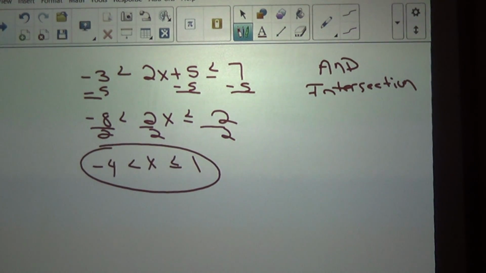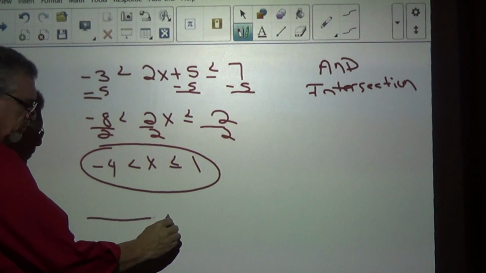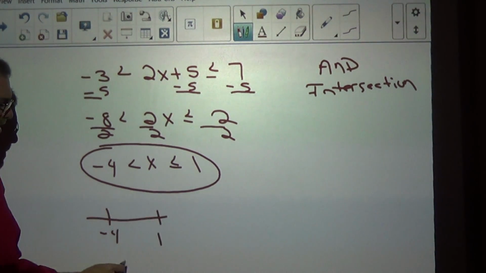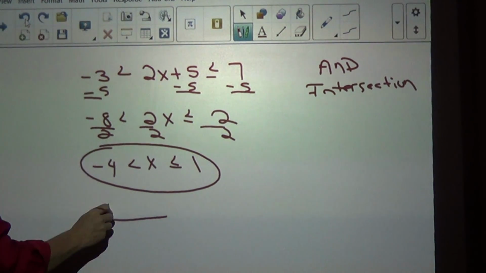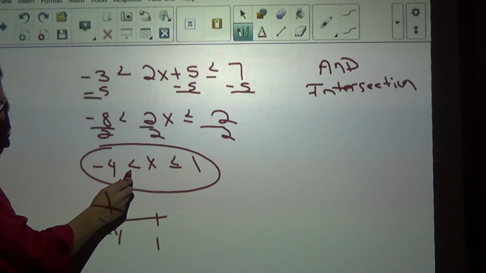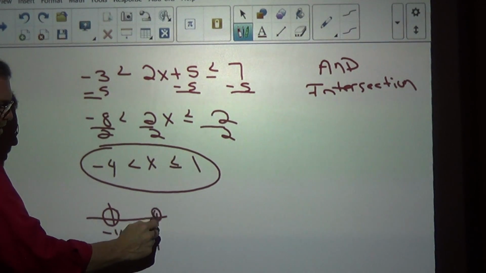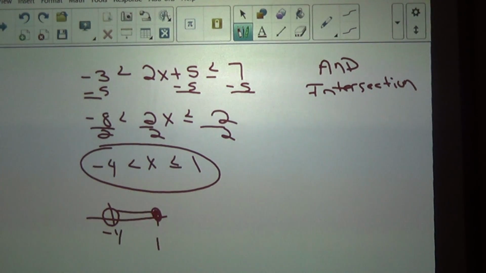And that's my answer. If he says graph, then all I need to do is just put these numbers down. Oh, I messed up right here. So let's try it again. This is not equal to, so it's a circle. This one is equal to, so it's a solid dot. And it's just a line joining.